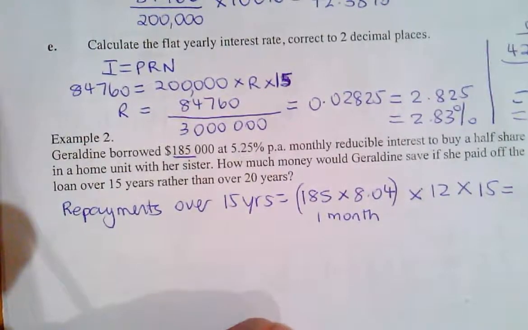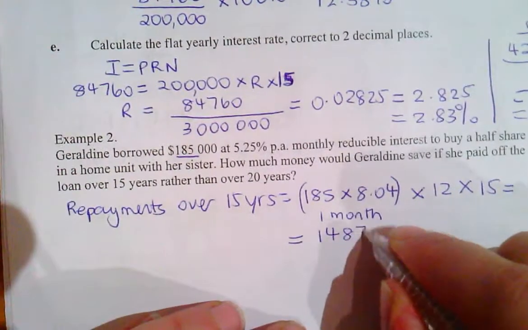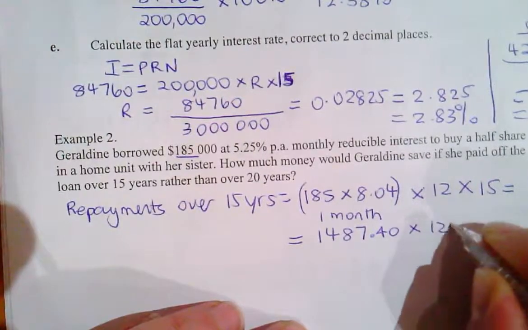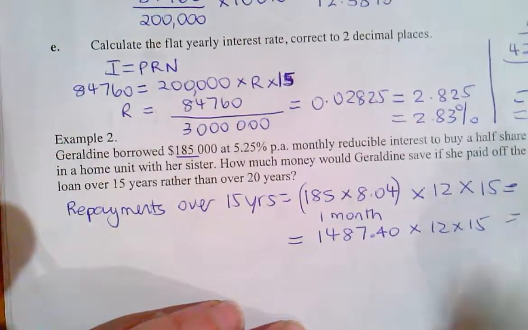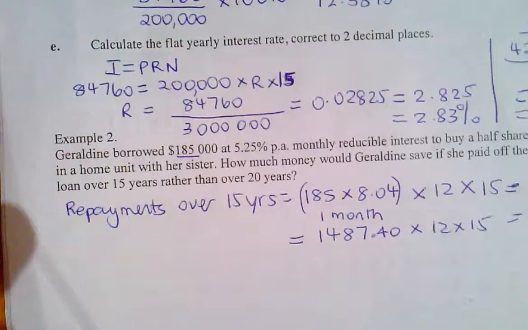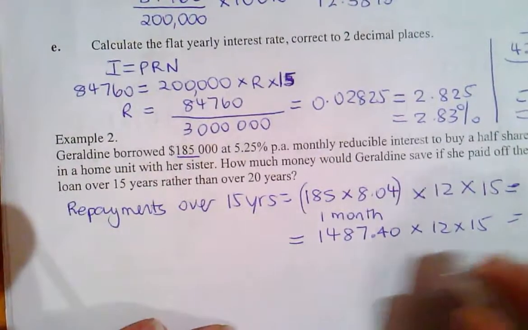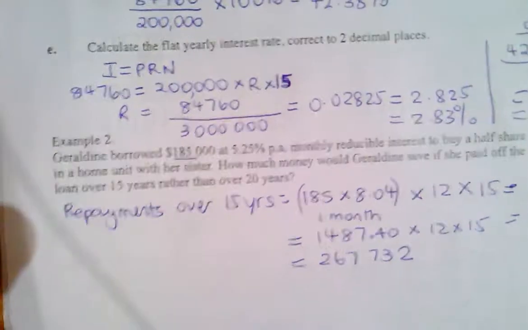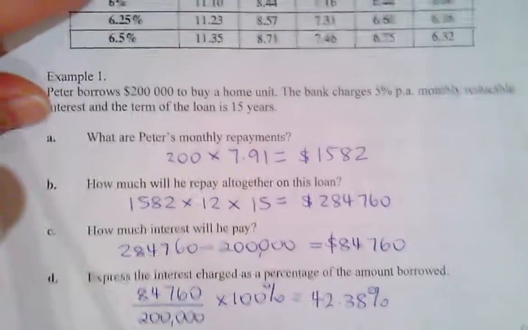So we've got $185. So per month it's $1,487.40, and we're going to times it by 12 and then by 15. And so the total repayments are $267,732.